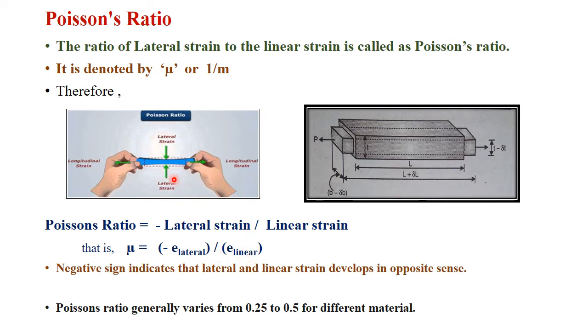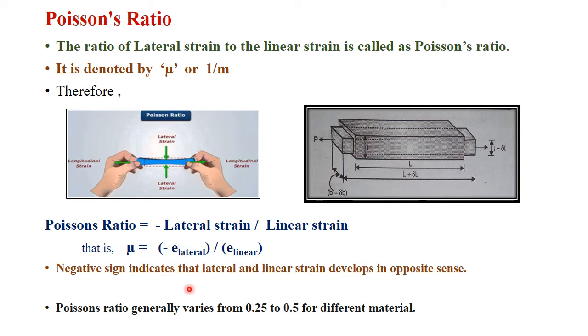As we clearly see in this figure, when two equal and opposite pulling forces are applied, its linear dimensions are going to increase, but the lateral dimensions are going to decrease. Same in the figure shown on the right side. When we apply equal and opposite pull forces, its original length is increased by delta L, that is the change in length, and its width is going to decrease by an amount delta B, and its thickness is also going to decrease by an amount delta T.